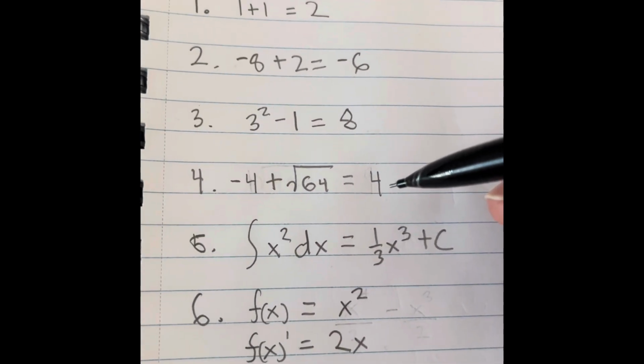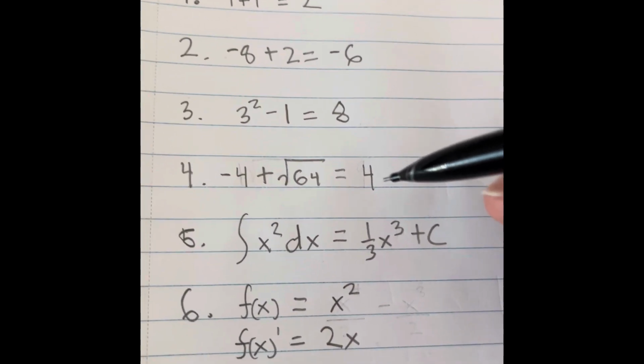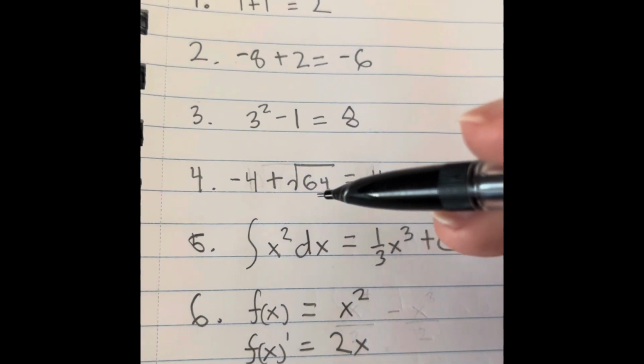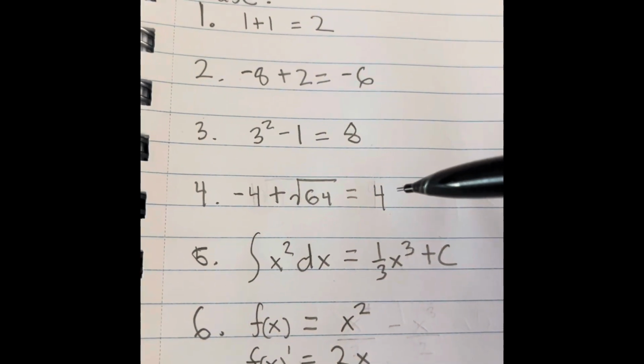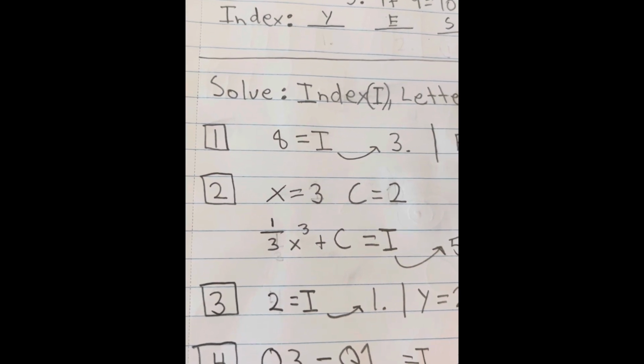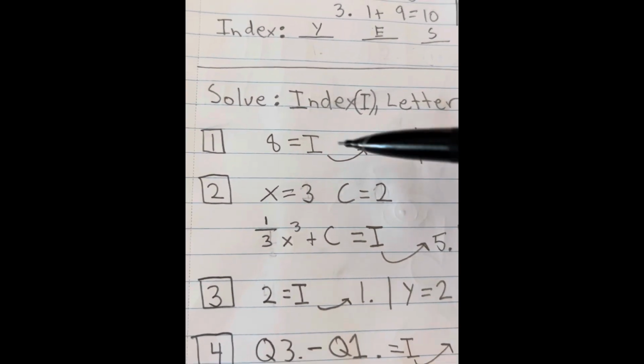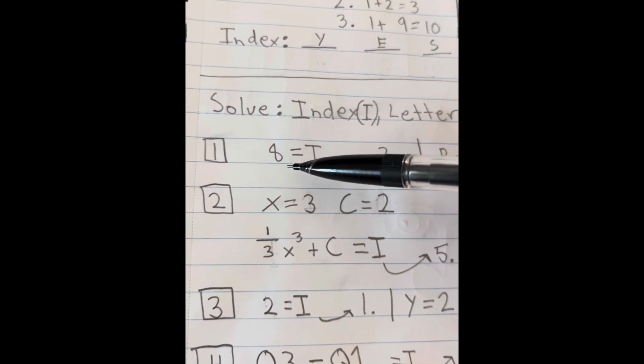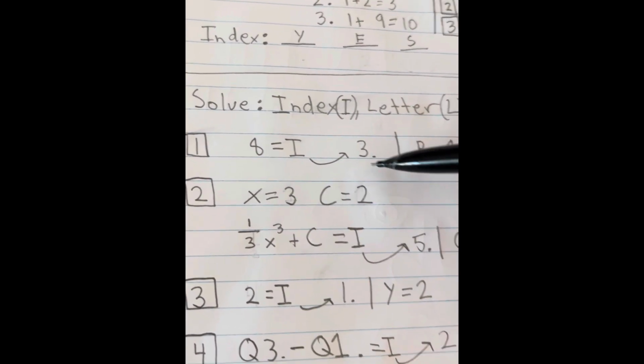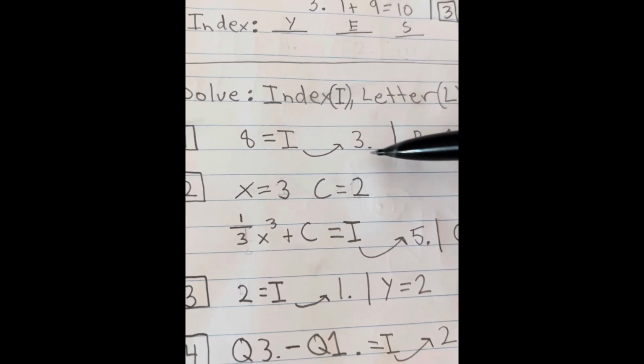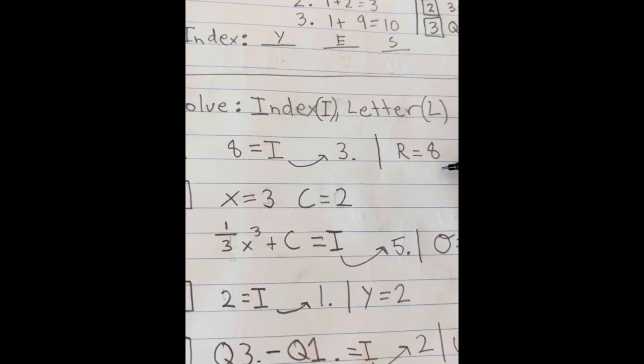I made an error on number 4. It should be as follows. Negative 4 plus the square root of 64 equals 4. Now we can go over the bonus questions. We are given the answer 8. What does that correspond to? That corresponds to question 3, so the index is 3. And the 8 on the key is R.